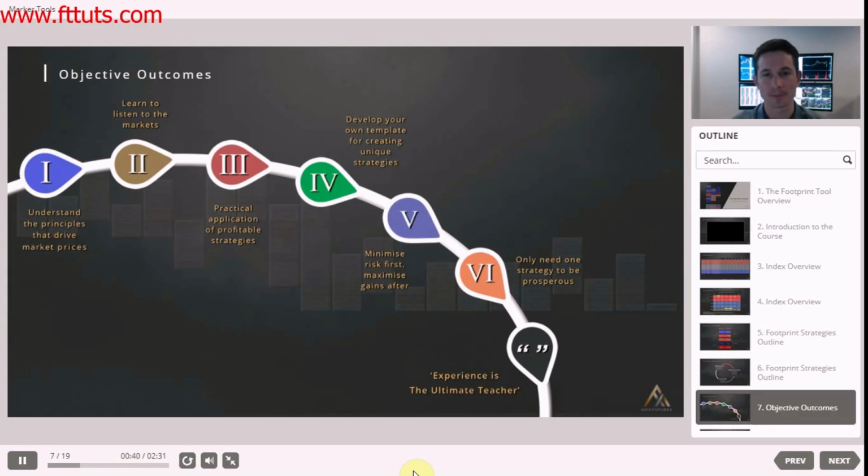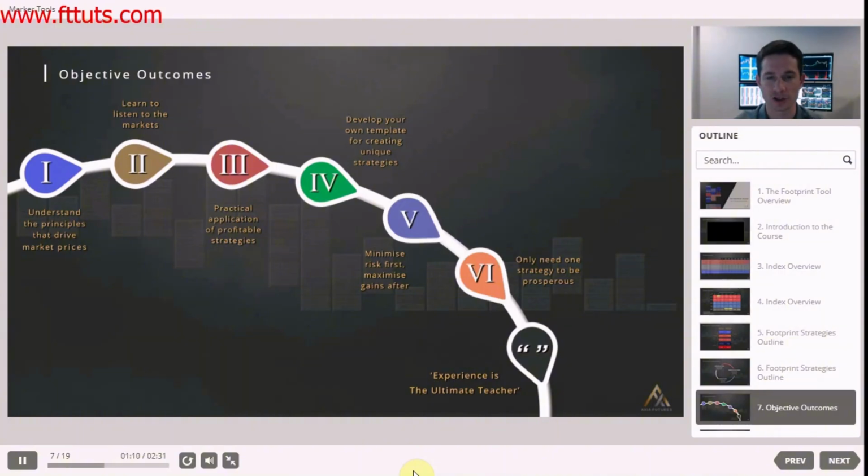The second outcome I'd really like to achieve within each one of the units is to teach you to learn to listen to the market. Rather than take a biased or opinionated subjective approach to the markets, I want you to learn to become very objective, drawing upon the fact-based information that is within the market, and ultimately learn to listen to what the market's saying.